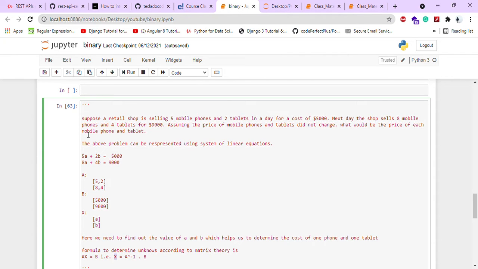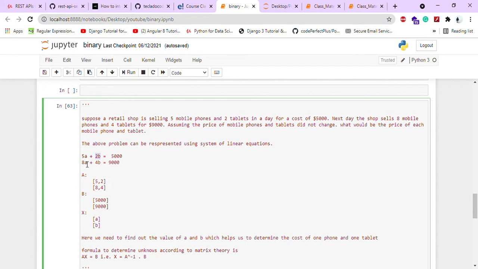So here is my question. Please try to analyze the question you have received, and we are using linear equations, which I have given below: 5a plus 2b equal to 5000, 8a plus 4b equal to 9000. Where did I get these values? You can directly look into the question. Five mobiles and two tablets, so 5a and 2b. A and B, which I assumed, you can directly assume X and Y. It's up to your choice. I have assumed A and B.